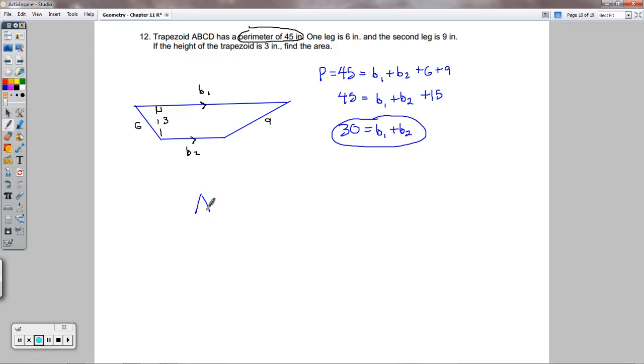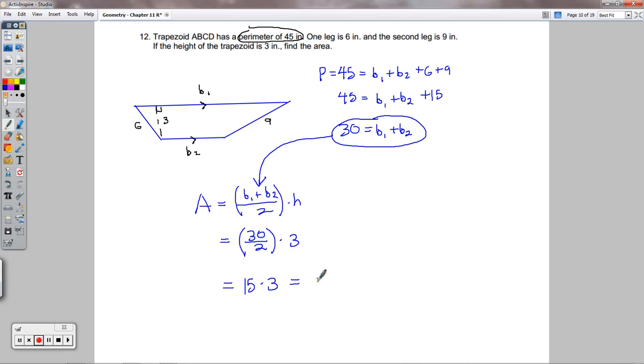My formula that I'm using looks like the average of the bases times the height. So I don't need to know each one individually. I can just take that and plug that in right there for the whole thing, for B1 plus B2. So I'm going to have 30 over 2 times the height. I know the height from the information was 3. This would be 15 times 3. That is going to be 45, and that would be inches squared on this one.